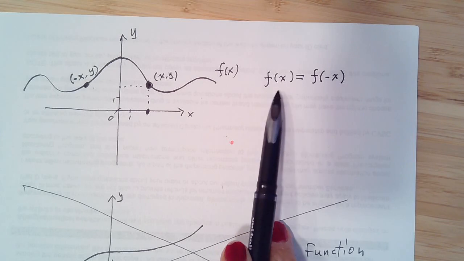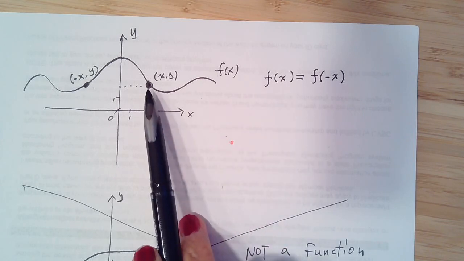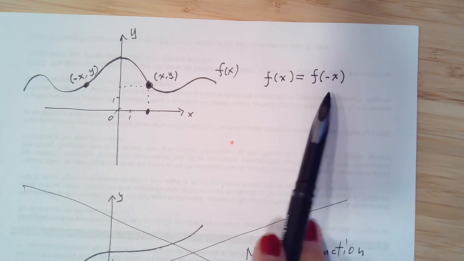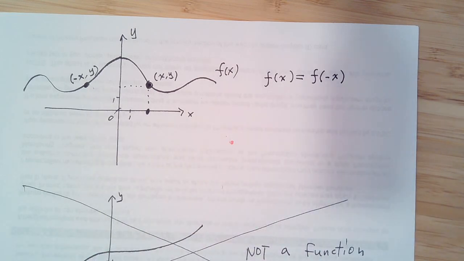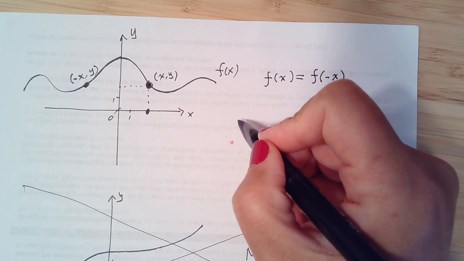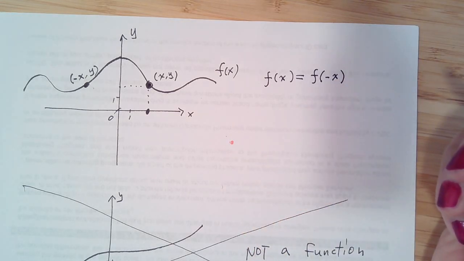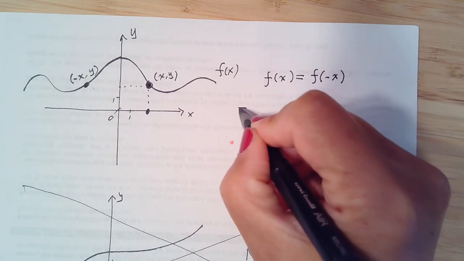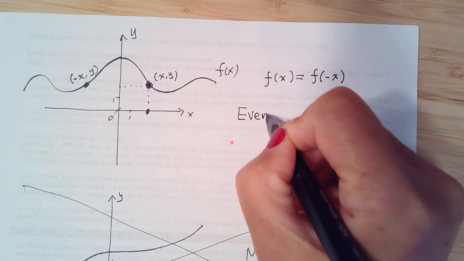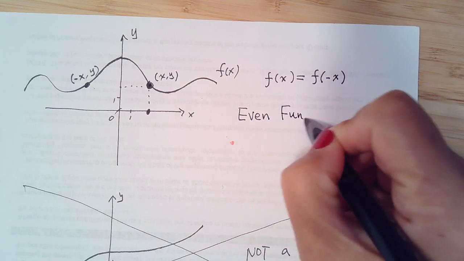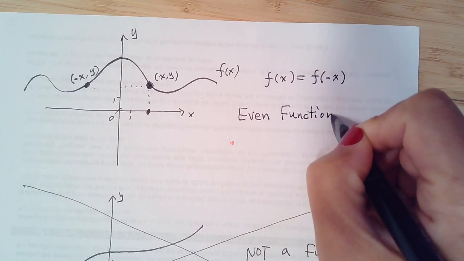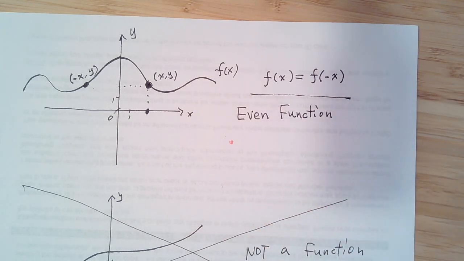Makes sense? F of x, the function of x: you put in x and come out with y, or if you put in negative x, you come out with the same y. And we call this, there's a beautiful name for that, an even function. Every time we talk about an even function, this is what I mean. It also means its graph is going to be symmetric with respect to the y-axis.